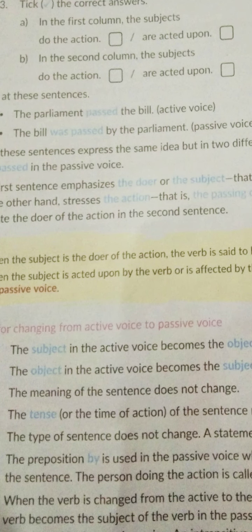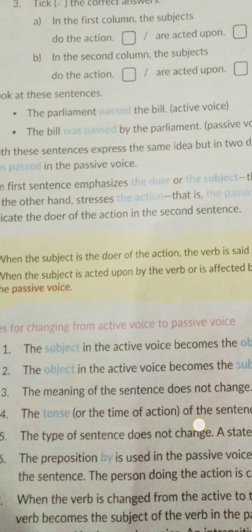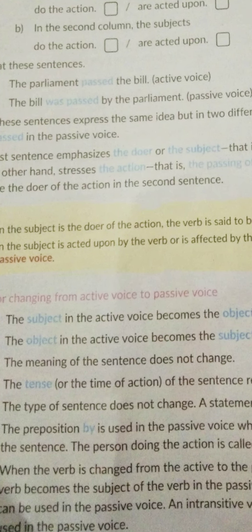So, when we have this sentence and there we find the subject is the doer of the action, but when we change the same sentence into passive, the subject there becomes the object. And the object which was there in the active voice, when we change to passive, it becomes the subject in the passive voice. But the meaning of the sentence does not change.